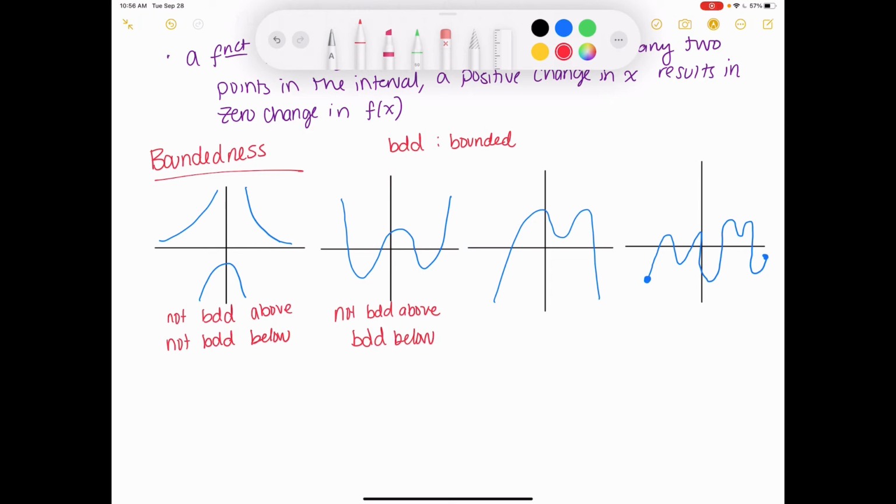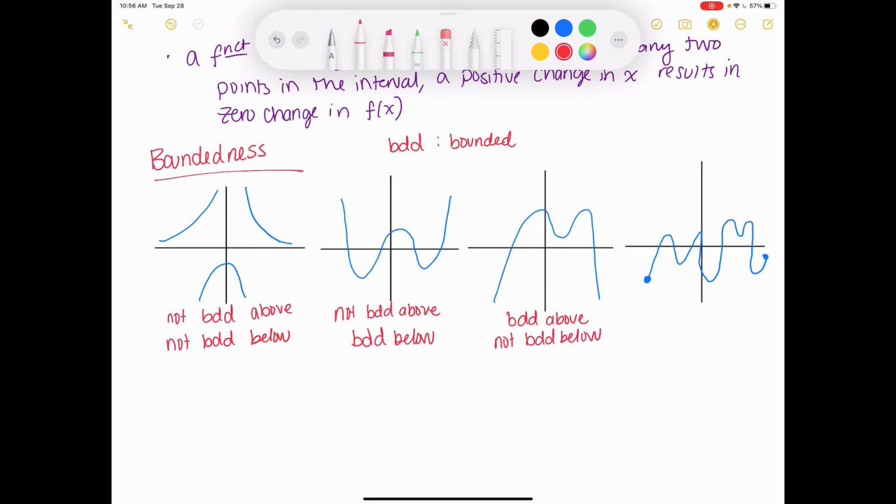This third one, at the top, it stops. It can't go any higher than it is in this graph. So in this case, it's bounded above. But to the bottom, notice it can go all the way down to negative infinity in the y direction, so it is not bounded below.